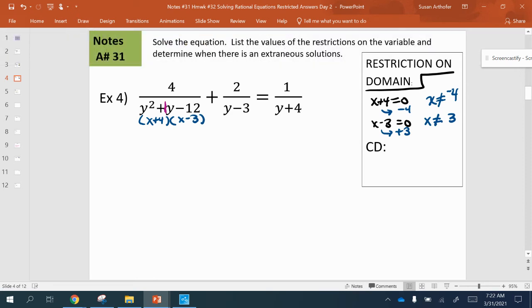Okay, then we go back to the problem. We're not looking at this part, right? We're just looking at the factoring. Take 1 of everything for the CD.